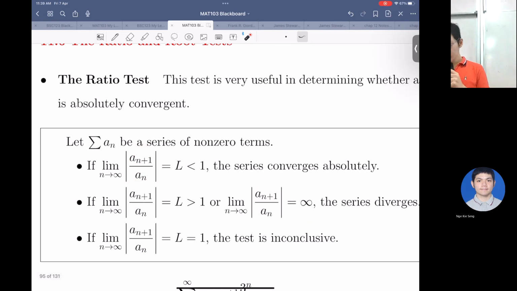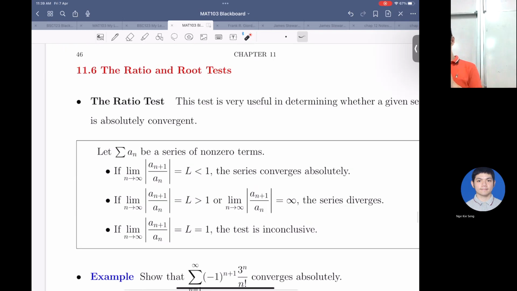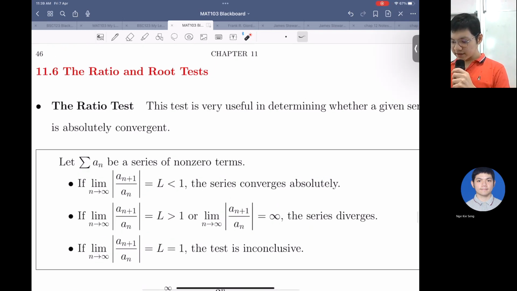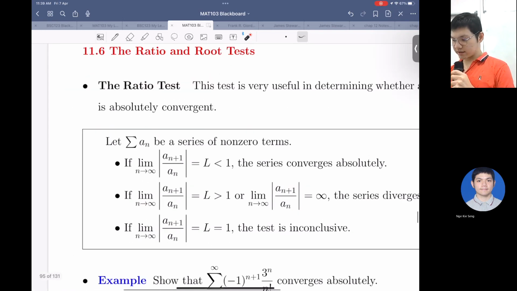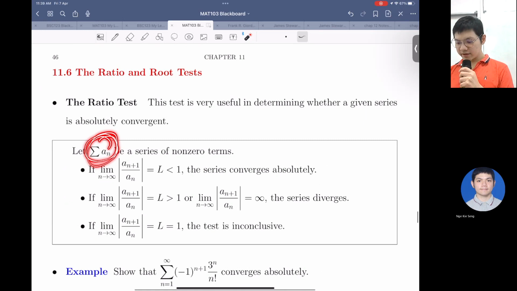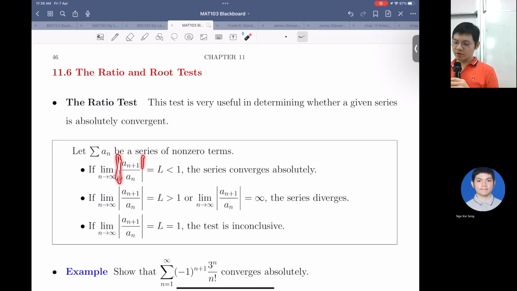So in the ratio test, what do we do? We start with a single series, and then we check AN plus 1 over AN. Meaning we check the next term with the previous term. And then what's the limit of this ratio? And then we check the modulus of it.